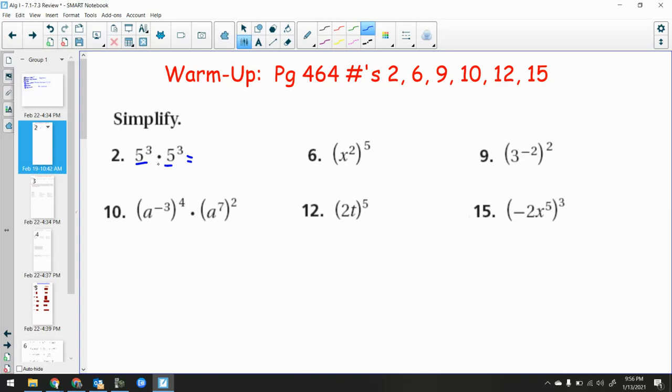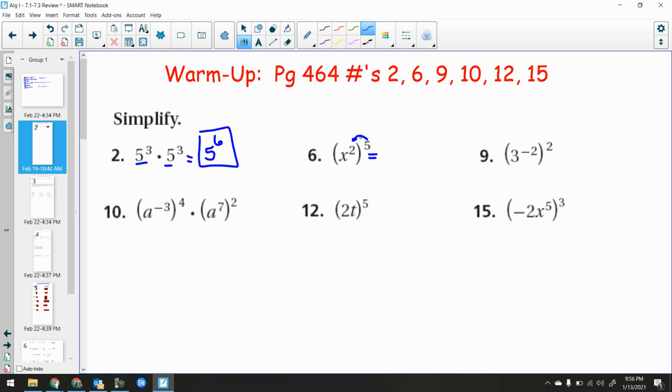All right, so for number 2 here, remember with like bases, I multiply exponents. Sorry, excuse me, when I'm multiplying like bases, I add exponents. So this is 5 to the 3 plus 3, or 5 to the 6th power. Now you can actually go on your calculator and figure out what that is. But that is our answer for right now.